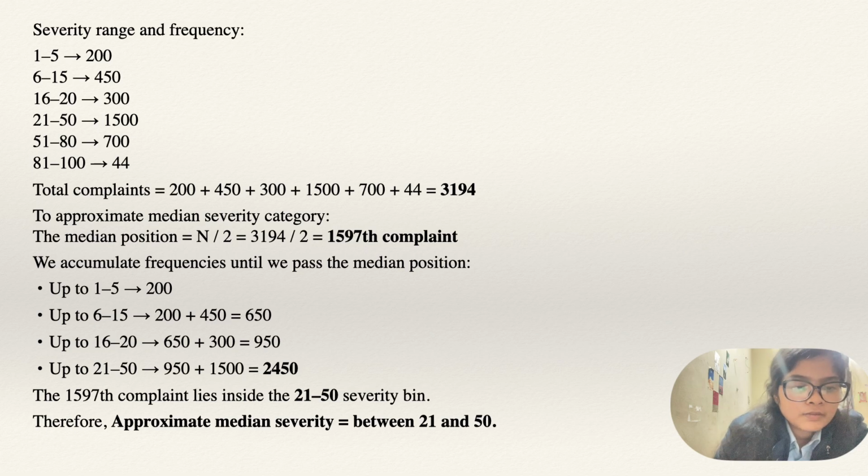Up to 16 to 20 we have 650 plus 300, which is 950. And up to 21 to 50 we have 950 plus 1500, we get 2450. So it is larger than 1597. So here the complaint lies in this range. So our median complaint lies in the 21 to 50 severity bin. Therefore, the approximate median severity is between 21 and 50.